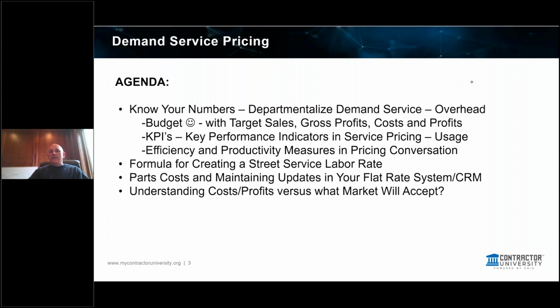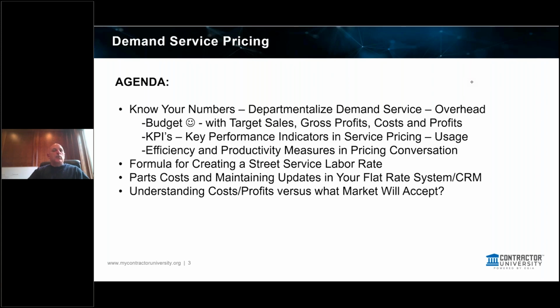First discussion point is kind of the agenda for the day. The baseline in any business is really going to be the financial structure of a company, knowing your numbers. So we're going to talk about departmentalizing demand service as a business. And when we talk about that, that's really an overhead problem. Most companies with QuickBooks can get down to the gross profit line. That's generally pretty easy to do. Sales, cost of goods sold, get me to gross profit. I understand what's going on.